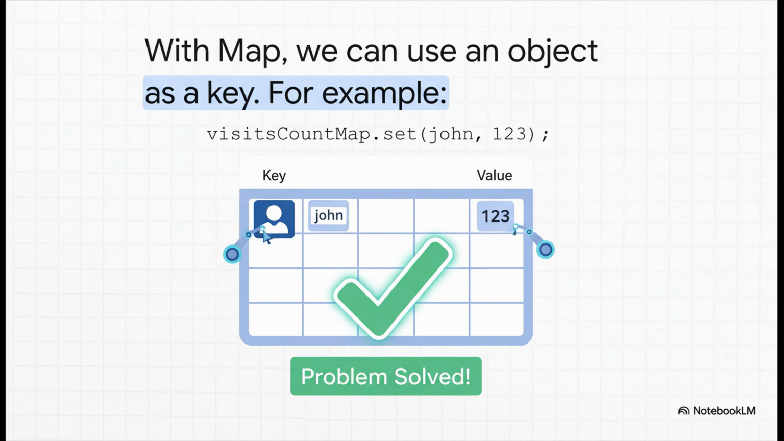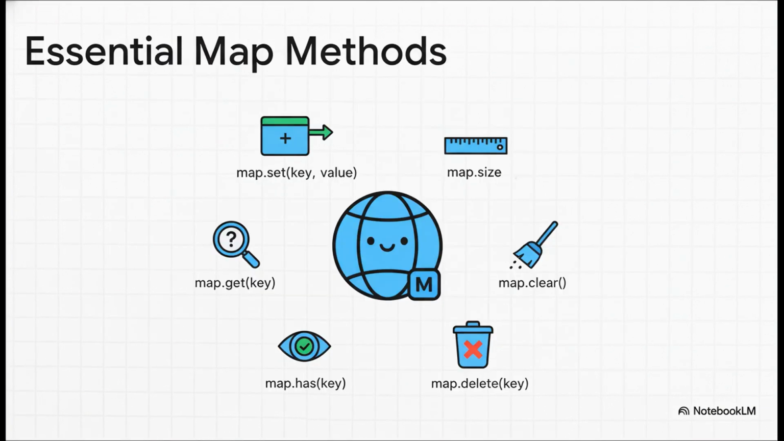It just works. And honestly, getting started with Map is super straightforward. You've got .set(key, value) to add stuff, .get(key) to pull it back out, .has(key) to check if something's there, and .delete(key) to remove an entry. Plus the .size property gives you an instant count.